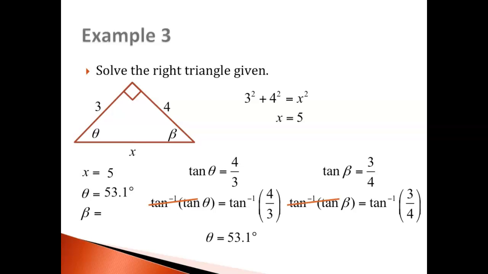That way tan inverse and tan will cancel each other out. That leaves us with beta on the left. And so we have beta is equal to tan inverse of 3 over 4, plug that into the calculator, and we get beta is equal to 36.9 degrees. And we have successfully solved for all the missing sides and angles in this problem.